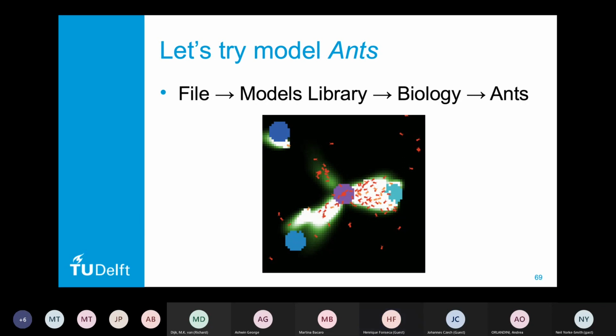Yeah, so I'm suggesting we try out NetLogo. So the model ants. It's File menu, Models Library. You'll see lots of models, and ants is the one you want. And I'm hoping by now you'll see some ants moving around on the screen.